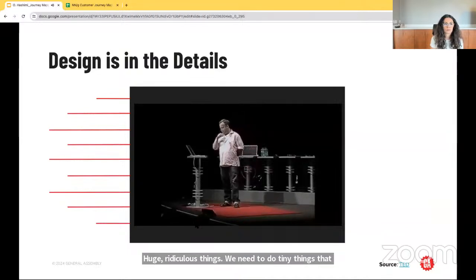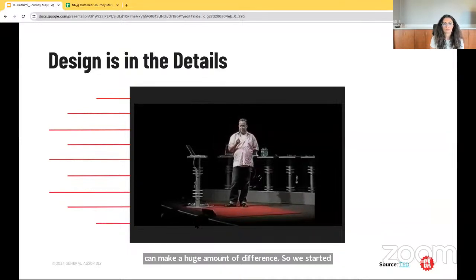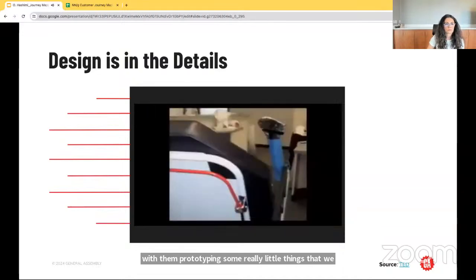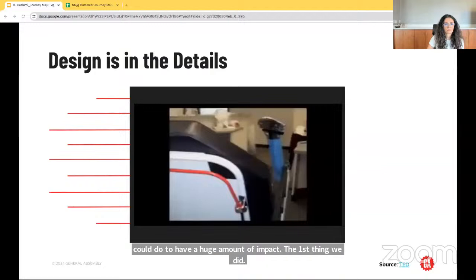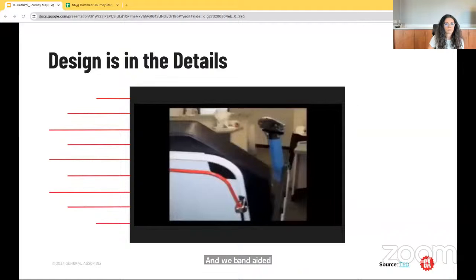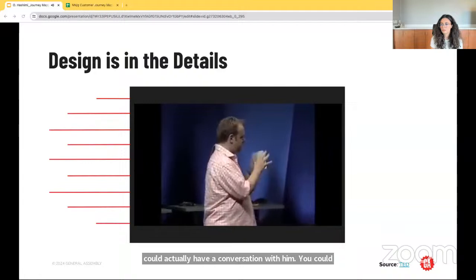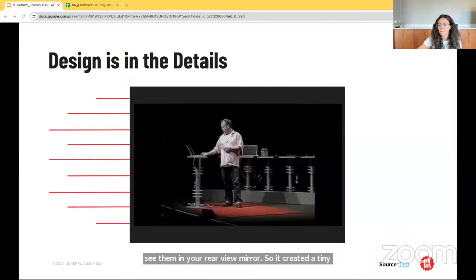So we started with them prototyping some really little things that we could do to have a huge amount of impact. The first thing we did was we took a little bicycle mirror and we band-aided it here onto a gurney, a hospital trolley, so that when you were wheeled around by a nurse or by a doctor, you could actually have a conversation with them. You could kind of see them in your rearview mirror. So it created a tiny human interaction. Very small example of something that they could do.